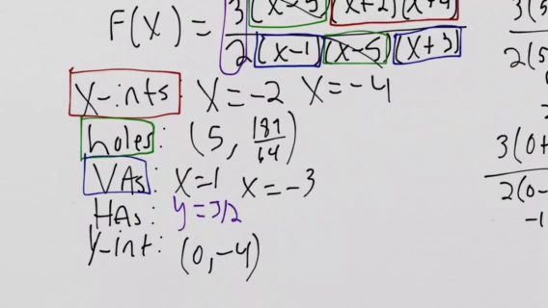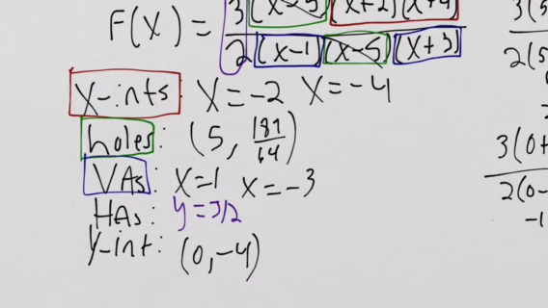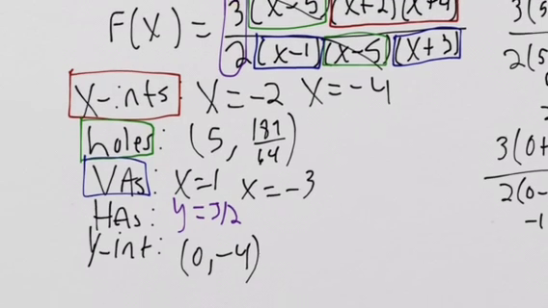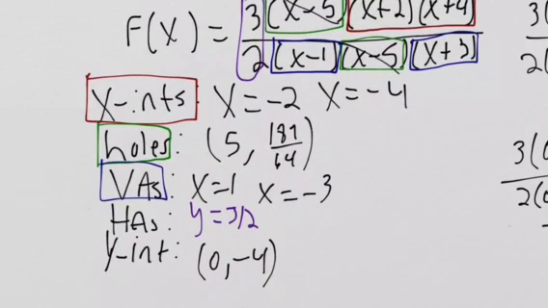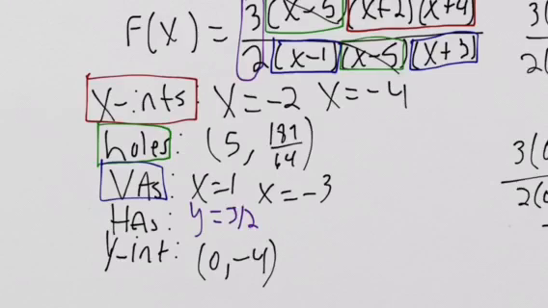So now we have enough key features that we can try to graph this. So let's do that. Let's put some key features on here. So first we have x-intercepts at -2 and -4. Let's just double check that. Yep, -2, -4 looks good. So we are just going to put some x-intercepts here. We already have them labeled as being -2 and -4, so we don't necessarily have to label them again.